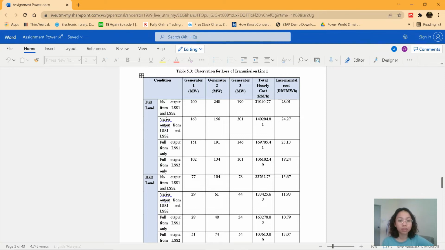The same thing goes for the incremental cost. The full load scenario has a much higher incremental cost than the half load scenario, and we can see the same trend for all the cases here.